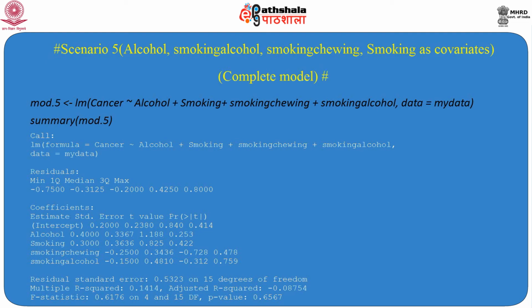However, this multiple R square has now increased from 0.09 to 0.15 and the adjusted R square is minus 0.0875. The p value of this model is 0.6567. Again it can be stated that these factors are not influencing the response variable of interest, that is cancer. So here we didn't find any variable to be a confounding factor.